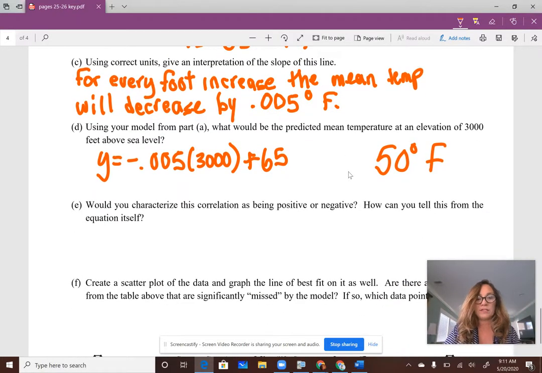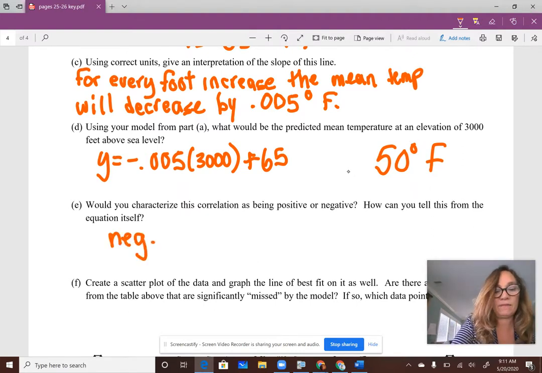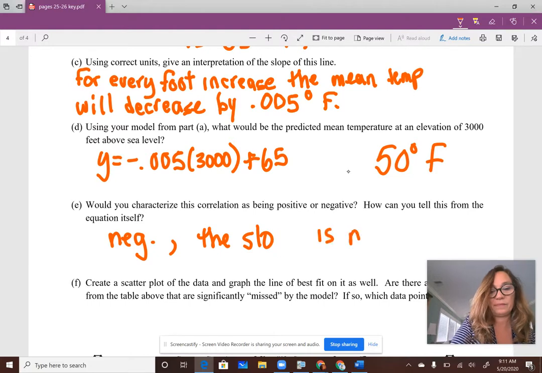Would you characterize this correlation as being positive or negative? Negative. The slope is negative. And remember, the correlation coefficient is also negative.